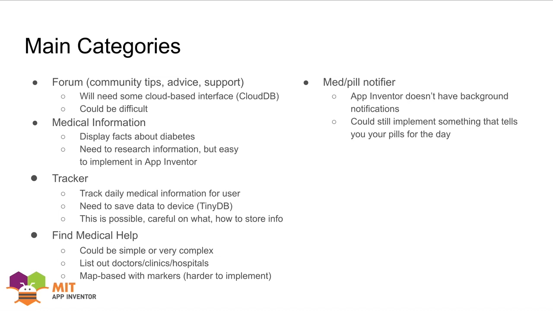Second bullet, medical information. This actually should be pretty easy to implement. So I put that up there as easy to implement because it's just a matter of doing some research, finding out the information, and then putting it into App Inventor. So not too difficult. The daily tracker, where you're tracking medical information, this shouldn't be too tough. You'll be using another component called TinyDB. TinyDB allows you to store information locally on your own device. The thing we have to be concerned about here is how are we going to store it?